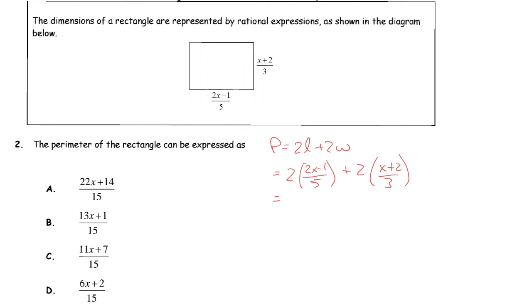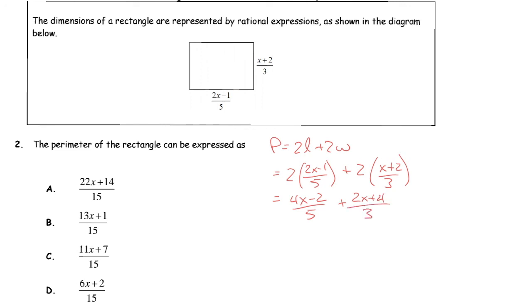Remember that multiplying by 2 means I'm going to multiply the numerator by 2. So this becomes 4x minus 2 over 5. Multiplying that rational by 2 means I'm multiplying the numerator by 2. So 2x plus, whoops. Sorry, I was just about to write that wrong, even though I was going to say it right there. 4 over 3.